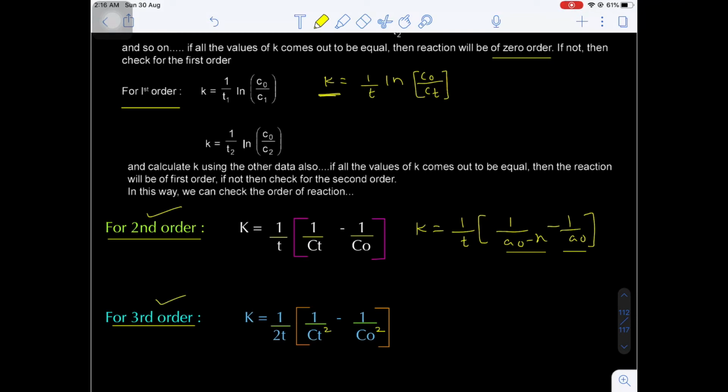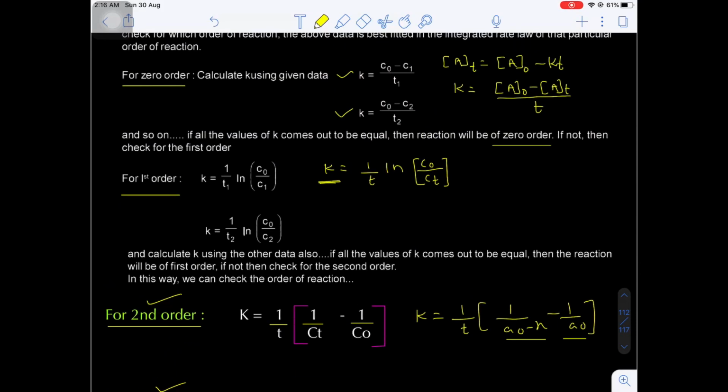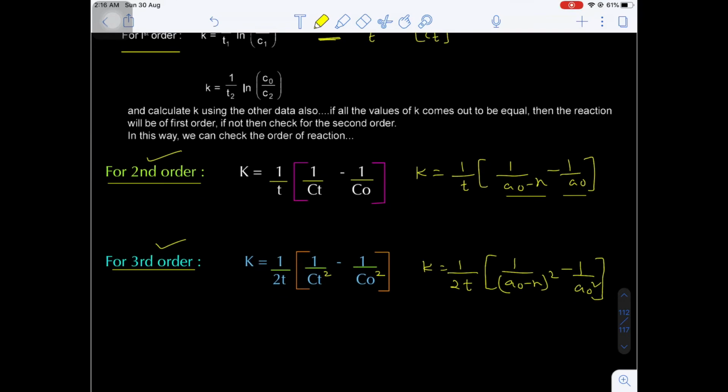What is the third order rate constant expression? k is equal to 1 by 2t into (1 by (A0 minus x) whole square minus 1 by A0 square). In this expression, if you substitute the A0 value and the A0 minus x value at a particular time interval, you will get the k value at least 2 times. If the k value remains the same, then the reaction follows third order kinetics. This is called the hit and trial method. In most cases you will find zero order or first order reactions. In very rare cases you will find second order or third order.